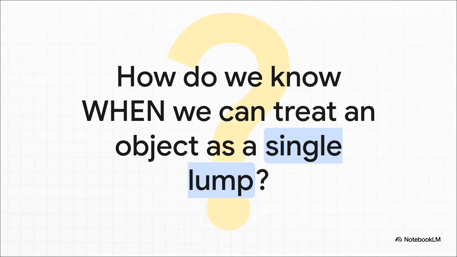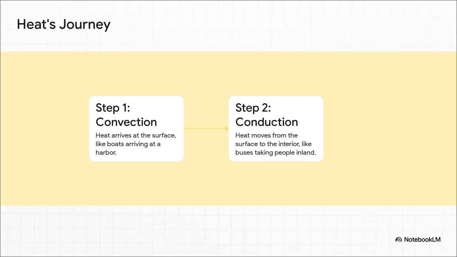Right, so how do we actually know? When can we get away with treating something complex, like that roast, as if it were a simple copper ball? It turns out the answer is in comparing the two parts of heat's journey into an object. Here's a great way to think about it. Imagine heat is trying to get to an island. First, the heat has to get to the surface. That's a process called convection.